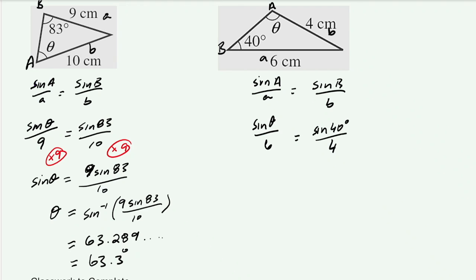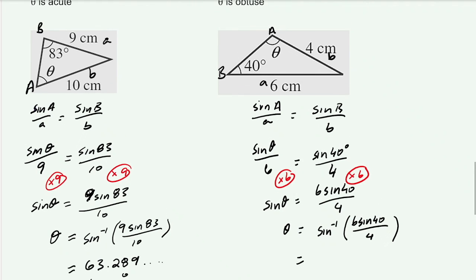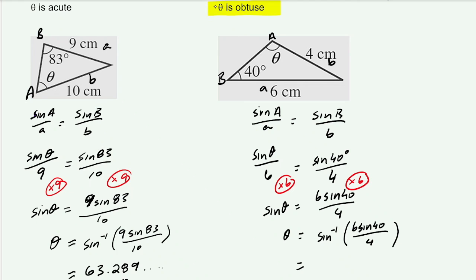Okay, same idea, we're going to multiply everything by 6. That's the numerator, so it just gets spread out across the numerator. So sine theta equals 6 sine 40 all over 4. Theta will be the inverse of sine of 6 sine 40 all over 4. Type that into your calculator and we should actually get 2 potential responses. Now for this one, we definitely want an obtuse angle.